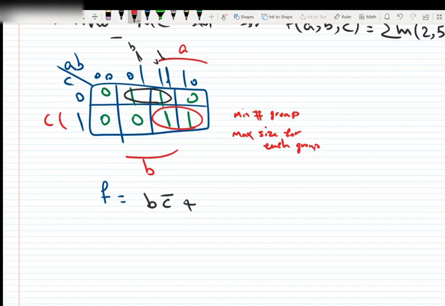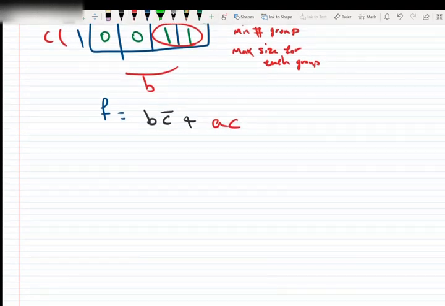Plus, for the red one, A is 1 for both of them. We keep it. B is different, so we cancel B. C is 1, so we keep C. So the simplest possible form of sum of product is here. Other example.